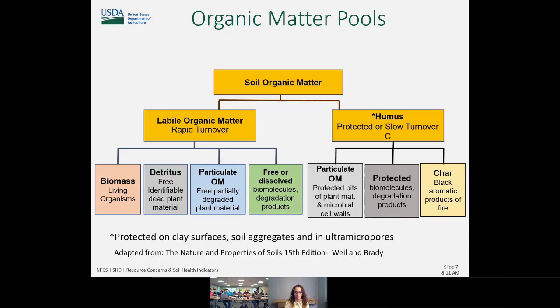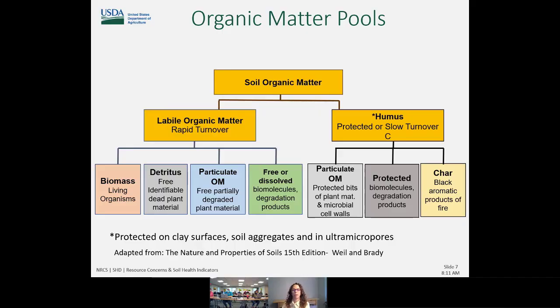So there are a number of organic matter pools, and those are grouped basically by how quickly they are decomposed or turned over. There's a labile organic matter with rapid turnover. That would be living biomass and immediately available detritus or dead plant material on the surface. Particulate organic matter is free and partially degraded detritus or plant material, and then there are free or dissolved biomolecules that have already been part of the degradation process, so they're the degradation products.